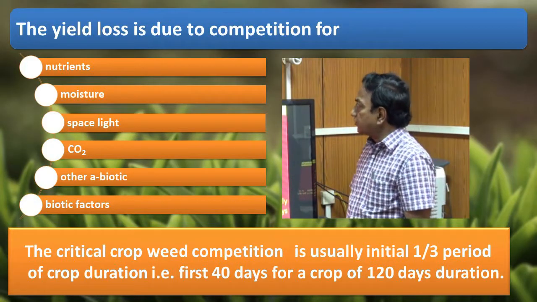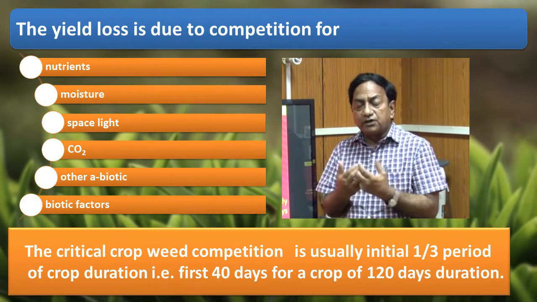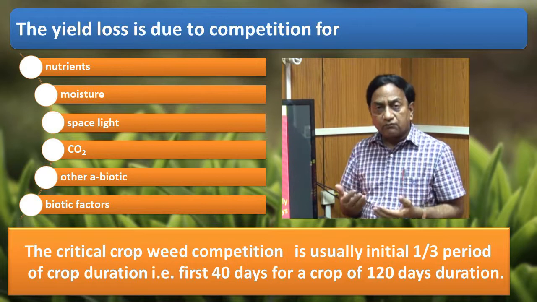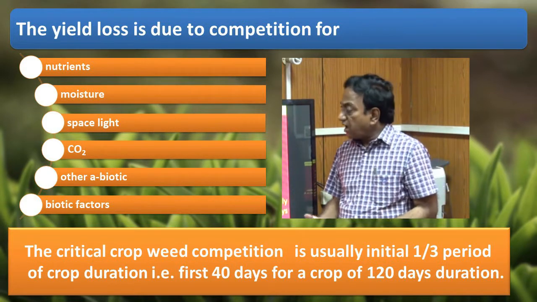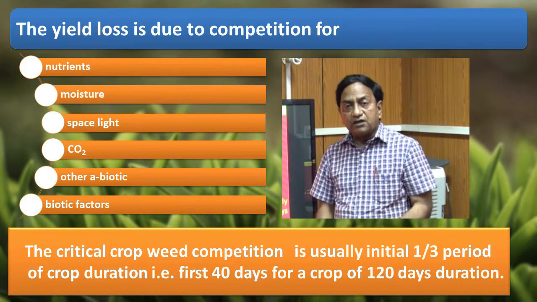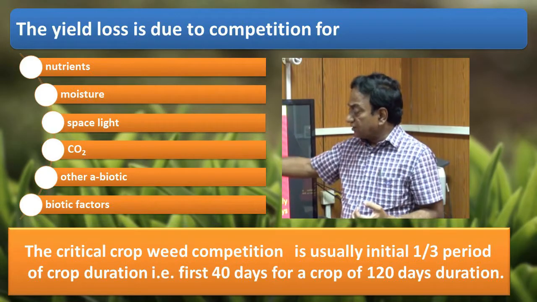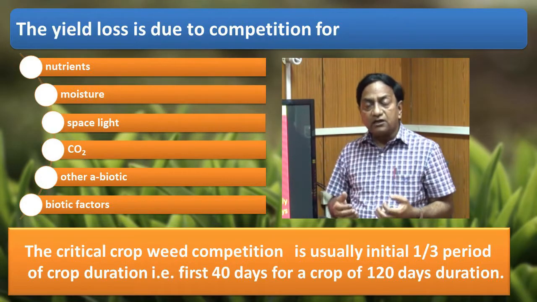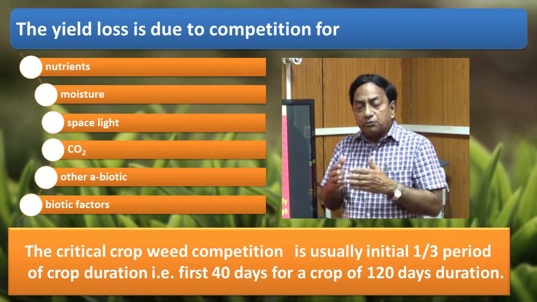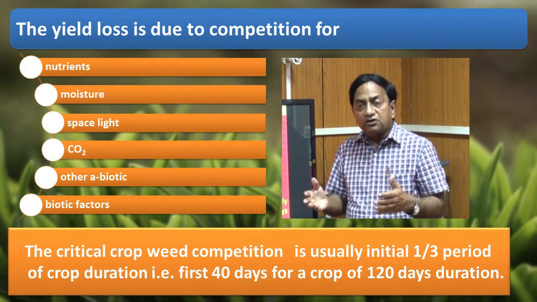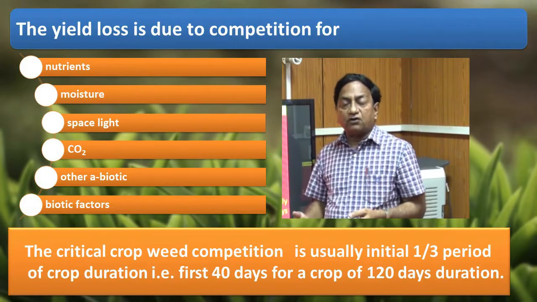The yield loss is due to competition. How do the weeds reduce the yield? Because they compete. What do they compete for? They compete for available nutrients in the soil and moisture. Most of the time we irrigate, but that moisture is utilized by the weeds present in the field. Similarly, space and light, because weeds smother the crop, and this way the main crop doesn't receive sufficient light for photosynthesis.